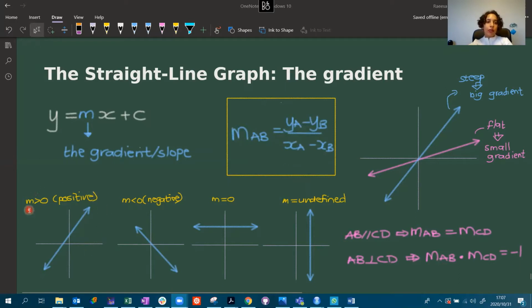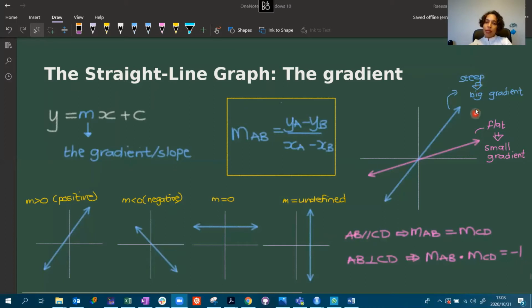First of all, if you have a gradient that is positive or greater than 0, then what you can expect is an increasing graph. So it slopes in this direction over here. If your gradient is less than 0 or negative, then you have a negative or decreasing sloping graph. So then it goes in this direction here. There are two other cases: when your gradient is equal to 0, then what you have is just a horizontal line. And when your gradient is undefined, then you have a vertical line. So those are the different ways that we can interpret our gradient.